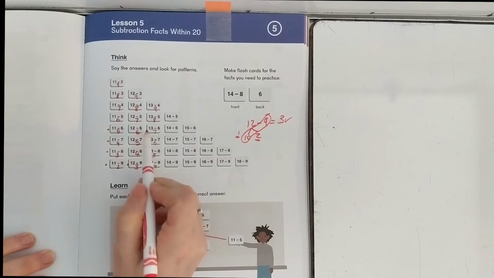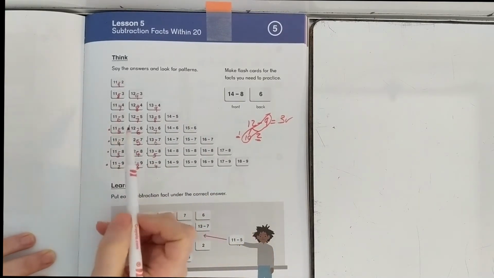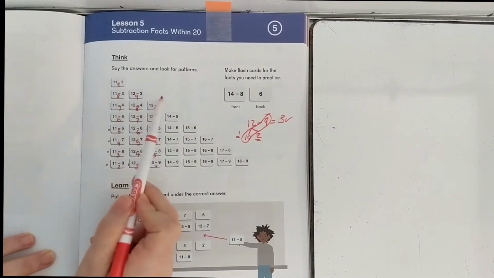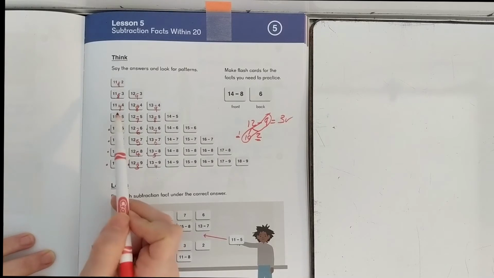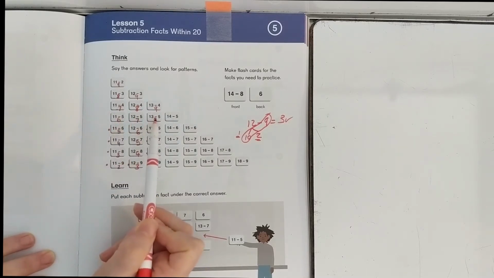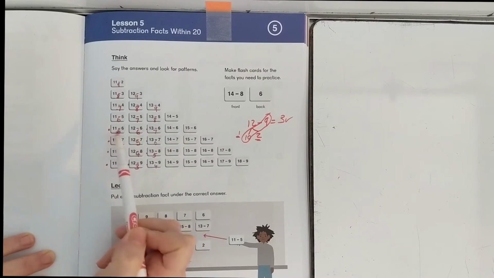Now, I guessed all of these based on my pattern. I'm also noticing that when I look this way, from left to right, 8, 9, 7, 8, 9, 6, 7, 8, 5, 6, 7. What do you think is happening to those numbers?